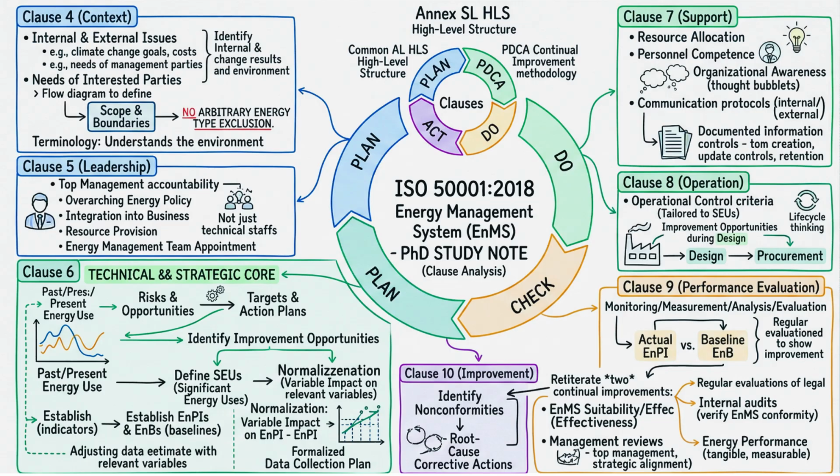First, the suitability and effectiveness of the energy management system itself, and second, the strategic alignment through management reviews conducted by top management. It also includes regular evaluation of legal and other requirements, plus internal audits to verify full conformity. This completes the act and check phases of the PDCA cycle shown in the center. The entire system is designed for continual improvement, driving both energy performance and business value.